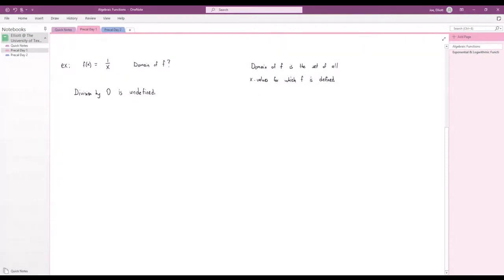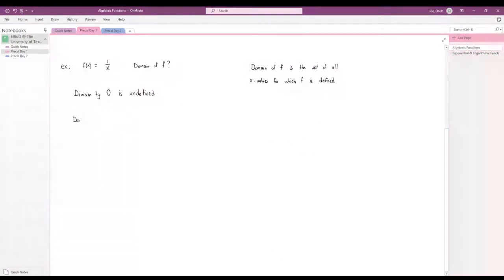So that means you cannot plug in 0 for x into this function. That would sort of break mathematics, if you will, if you try to do that. So the domain of this function, a couple people have gotten it right in the chat, is going to be all real numbers except 0.